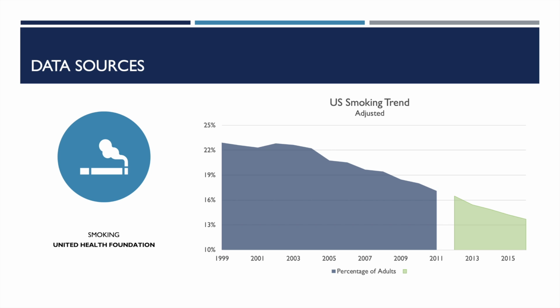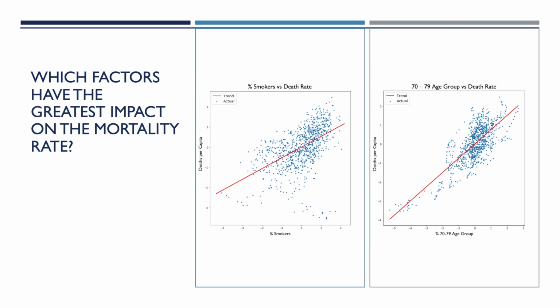Here, you can see what that change looks like on a national basis. With this data in place, it was then possible to measure how mortality rates are affected by changes in population demographics and behaviors. It is no surprise that age and smoking rates play a significant role, with the 70 to 79 age bracket having the greatest level of influence.